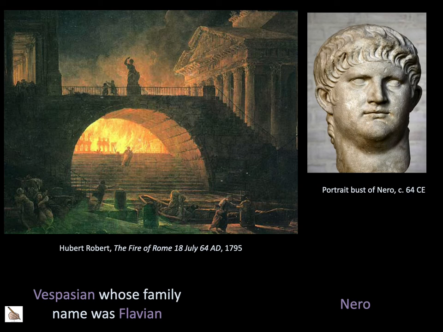A year of renewed civil strife followed. The man who emerged triumphant in this brief but bloody conflict was Vespasian, whose family name was Flavian. The Flavians left their mark on the capital in many ways, not the least being the construction of the Colosseum, which we will look at shortly. It was one of Vespasian's first undertakings after becoming emperor, and was politically driven.